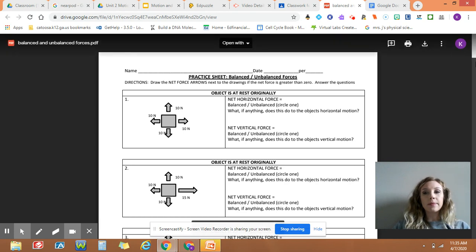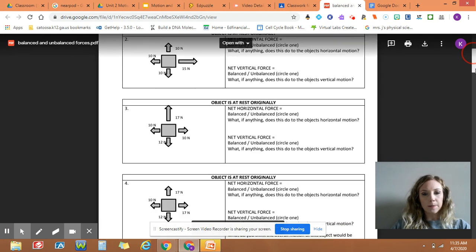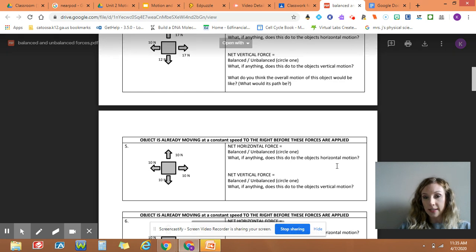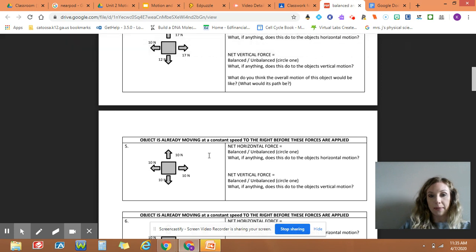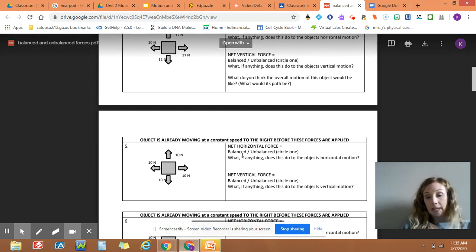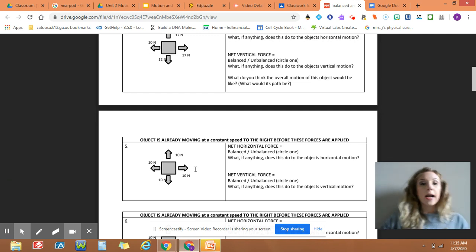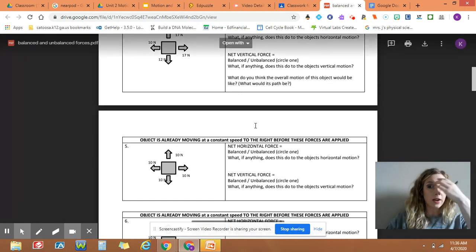Let's look down here at one that's already continuing to move. Okay, so let's look at number 5. This one is an object that's already moving at a constant speed to the right. So the net horizontal force, again, we're looking at 10 minus 10, that's 0. So those would be balanced. It's still going to continue to move at a constant speed because there's no force that's going to change its motion. If we look at 10 up, 10 down, again, that's going to cancel each other out. That means that there's no net force. So the object is going to continue to move at its constant speed. So that's what that tells you about that object's motion.